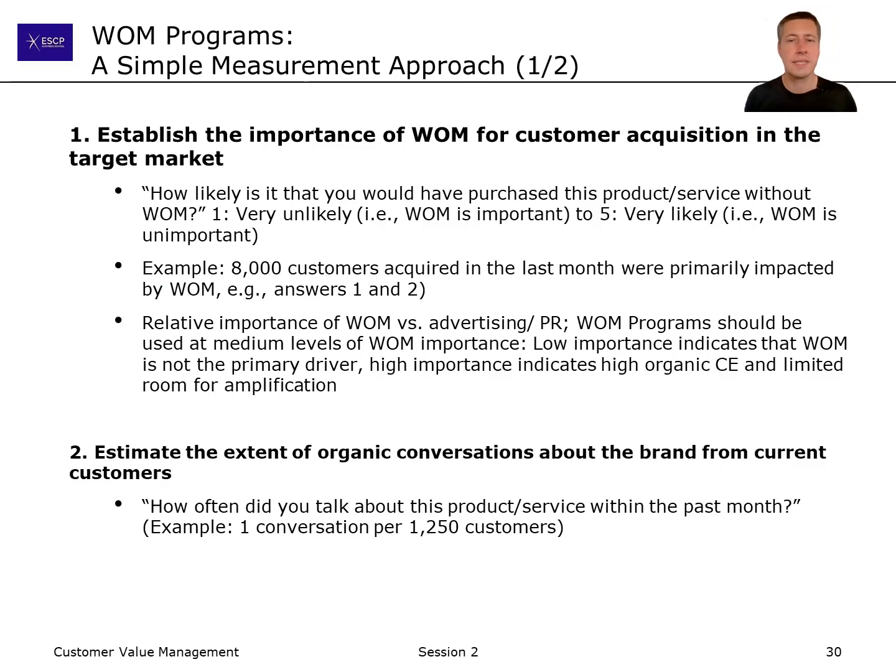First, you need to establish how important word of mouth is in your specific industry. And you can do this by running a survey in which you ask a very simple question. How likely is it that you would have purchased this product or service without word of mouth? For example, you ask everyone who purchased your product in the past quarter, how likely is it that you would have purchased this product without word of mouth? From 1 very unlikely to 5 very likely. If it is very unlikely that people would have purchased the product without word of mouth, this means word of mouth is really important. And if it is very likely, this means word of mouth is really unimportant.